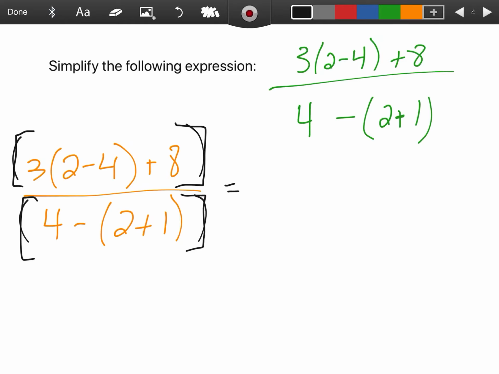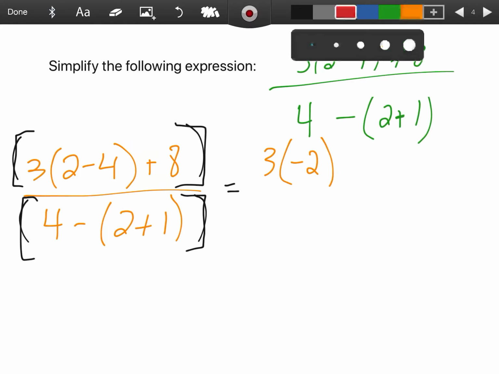Okay, and now let's just go through. So if I'm trying to do the whole numerator, well, I need to just look at the numerator and follow the order of operations within the numerator. So 2 minus 4 is the first thing I'm going to be doing. Well, 2 minus 4, that is a negative 2. So now I have 3 times a negative 2.